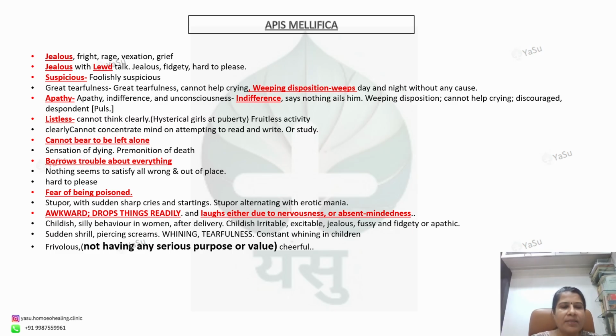So hard to please. Fear of being poisoned, as we saw. Suspiciousness, there's also fear of being poisoned. Stupor with sudden sharp cries and starting, stupors alternating with erotic mania. Awkward, drops things readily and laughs either due to nervousness or due to absent-mindedness. Patient laughs because of various reasons. In Apis, it is due to nervousness or absent-mindedness.